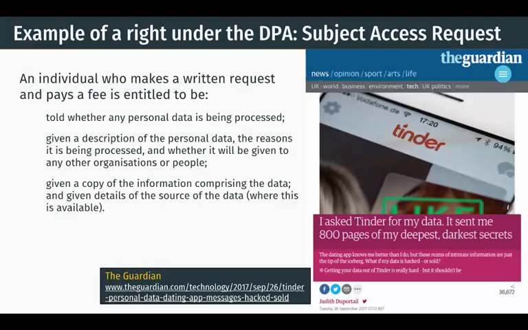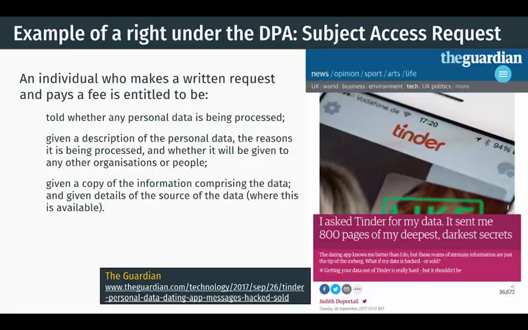So one of the rights under the Data Protection Act is the subject access request. This is where, as an individual, as a data subject, you can ask through a written request and by paying a fee to be told what personal data is being held about you. And as a data processor, you will need to comply with that. You are entitled to be given a description of personal data that is being held about you, the reasons it is being processed, and whether it has been given to other organizations. And you're also entitled to be given a copy of information comprising the data and any details.